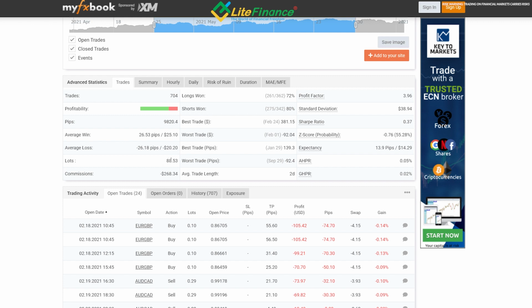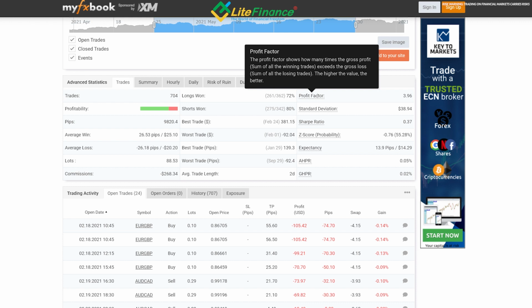Lots means, of course, how many lots were traded. Commissions means how much commission he paid while generating this trade statement. Then how many long trades won, shorts won, best trade, worst trade, best trade in pips, worst trade in terms of pips, average trade length, which is 2 days, and profit factor. It is basically the risk reward ratio.